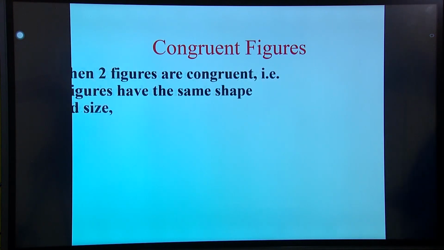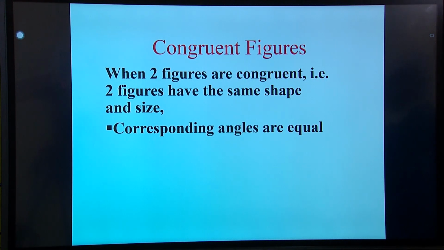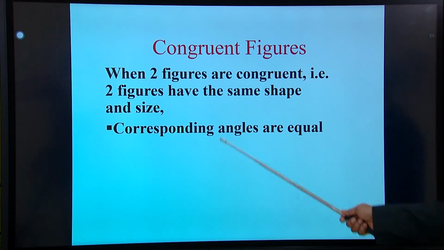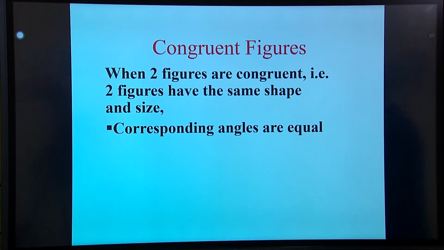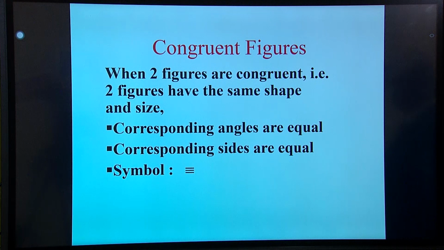All right. Just to finish off on congruent figures so that we understand the difference. When two figures are congruent, they have the same shape and size. So we talk about the corresponding angles. Okay, this is another word that we need to go through just now again. Corresponding sides equal. And we use this symbol, it's like a double equal sign.